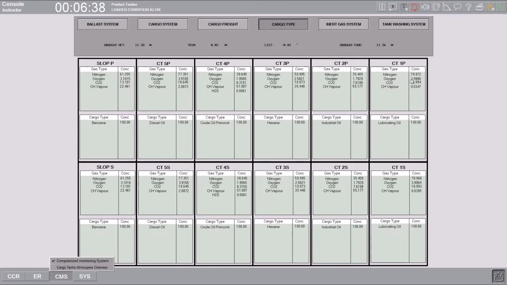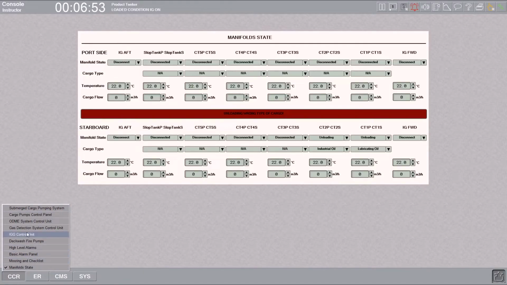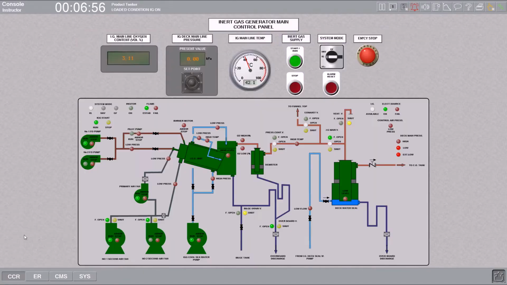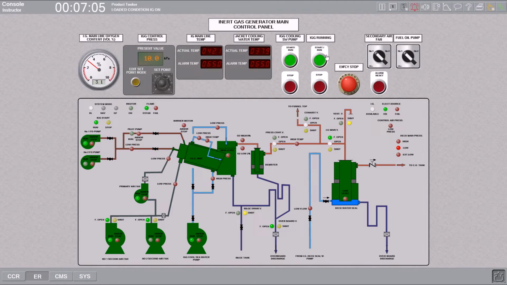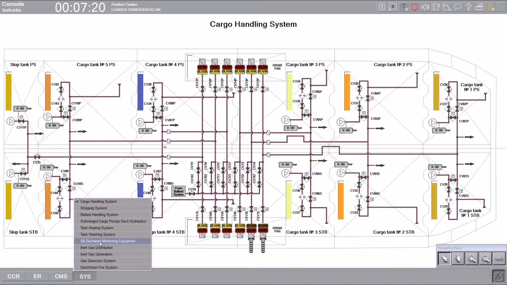Verify how many percent of oxygen there. It's less than 5%, less than 2%. That is okay, and we have to maintain continuously this level of oxygen in the cargo tanks. Consider that we have already started the inert gas system and we have supplied the inert gas on deck with the percentage of 3.1 oxygen in gas flow. That is enough for us, and we are not going to discuss how to start the inert gas system.